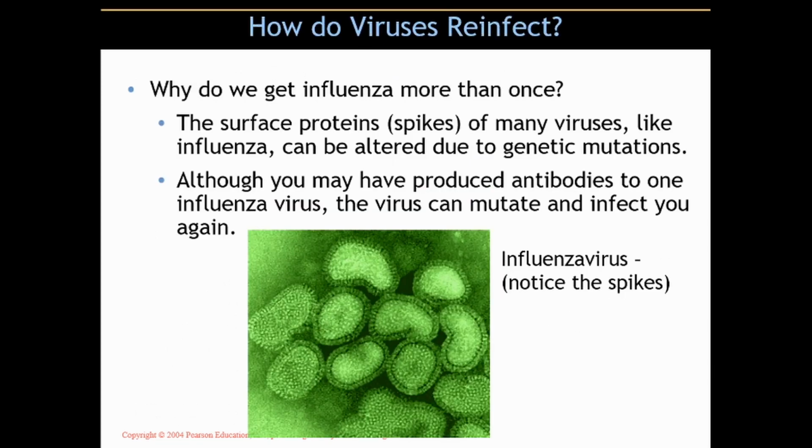How do viruses reinfect? So for example, why do we get the flu more than once? Well, as I mentioned, these surface proteins, the spikes, they can be altered due to genetic mutations. There's a whole lot of genetic shift and drift that are going on with these. So you can produce antibodies to one influenza virus. The virus can mutate and infect you again.